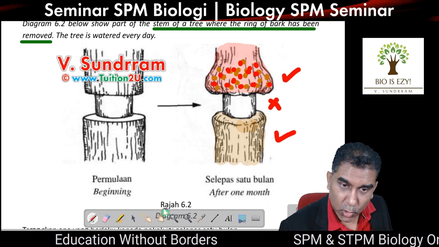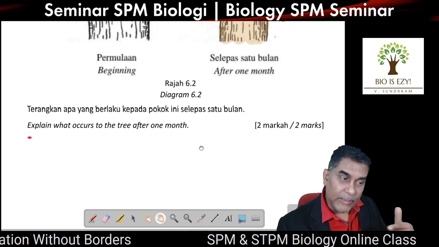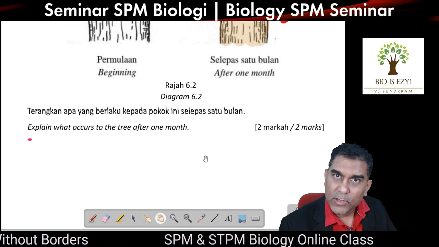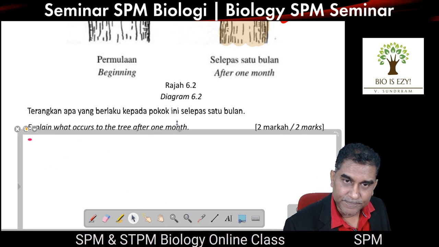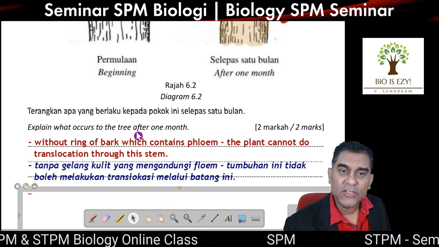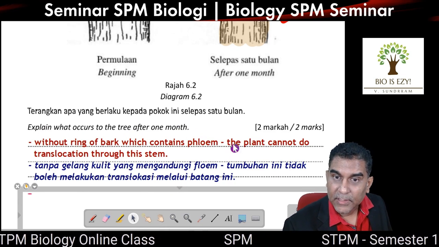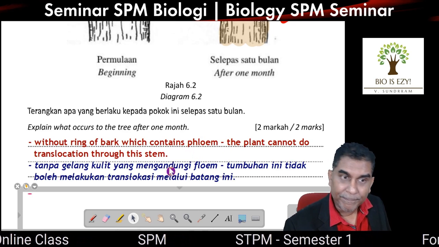Bonus question. So, let's first explain what doesn't happen. When we remove the bark, what is missing? So, that is our first point here. Without the ring of bark which contains phloem, the plant cannot do translocation through this stem.